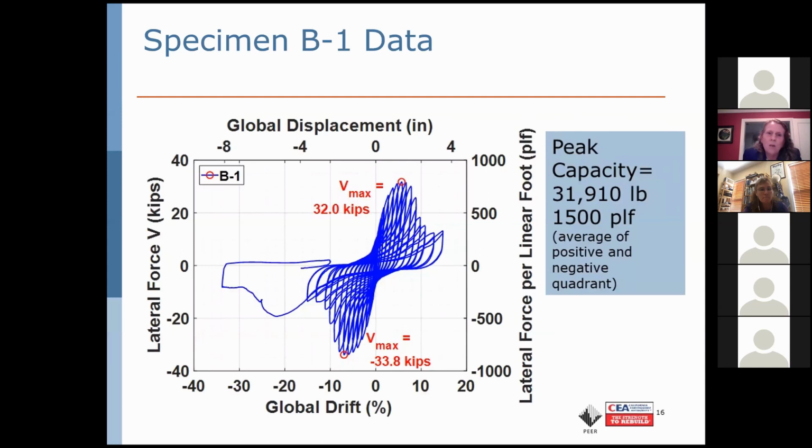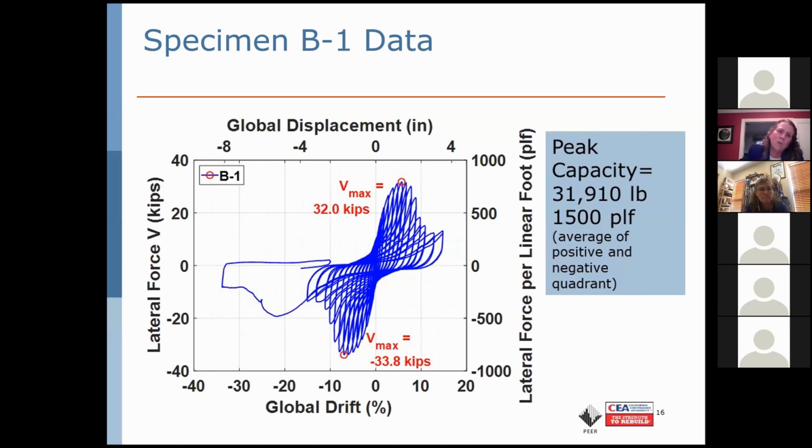Hysteresis showing here, and we had a very high peak capacity, getting up to 1,500 pounds per linear foot for a fairly modest retrofit of the wall. And it performed very well. And once again, we had residual capacity out to absolutely huge drift levels. This one got tested to somewhere in excess of 30% drift and still had capacity.